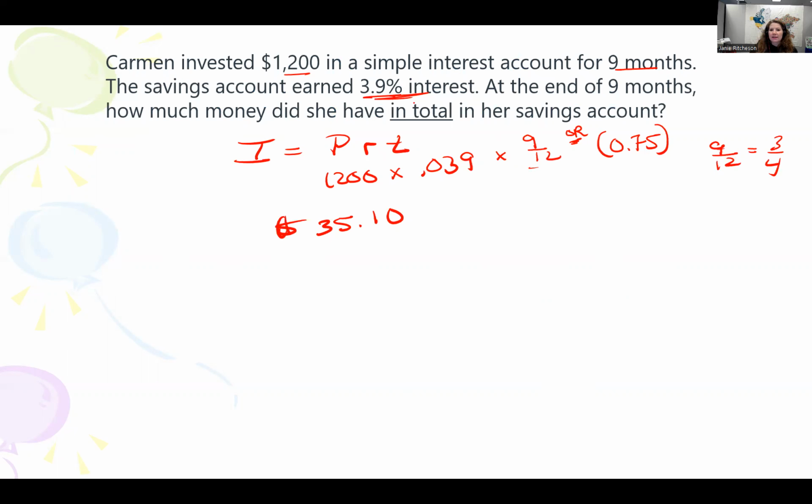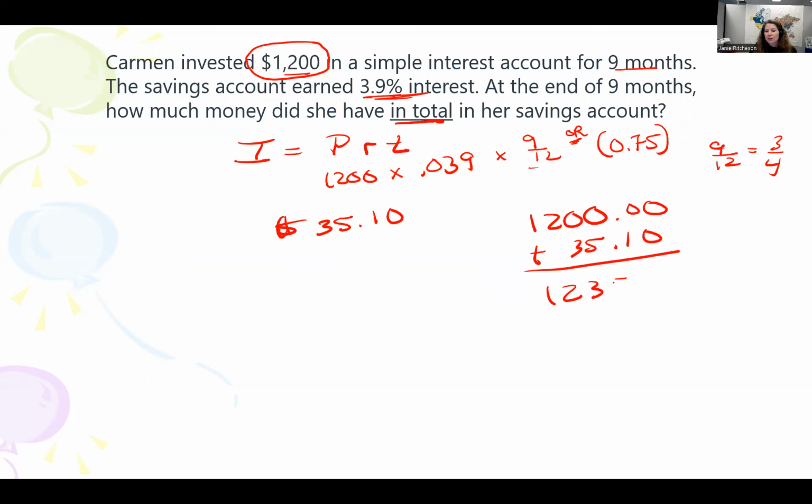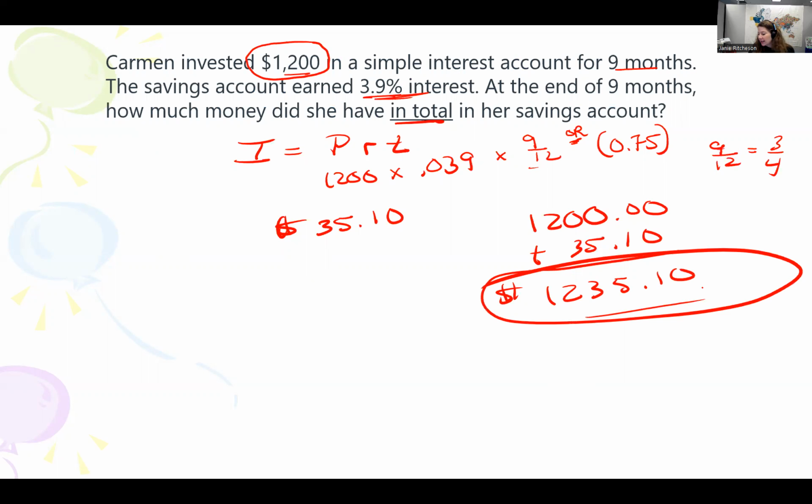No, it is not. Because we want to know how much is in her account in total. So since she put this much in, none of this money came out. What was added to that amount was $35.10. So at the end of the year, how much was in her account? Well, it's what she started with. She didn't take that out. And then the bank added $35.10 more. So the answer is $1,235.10. And you will definitely have a question like that on your assignment on Friday.